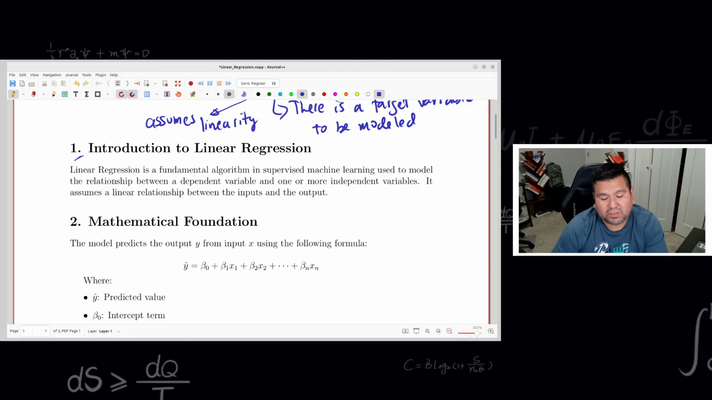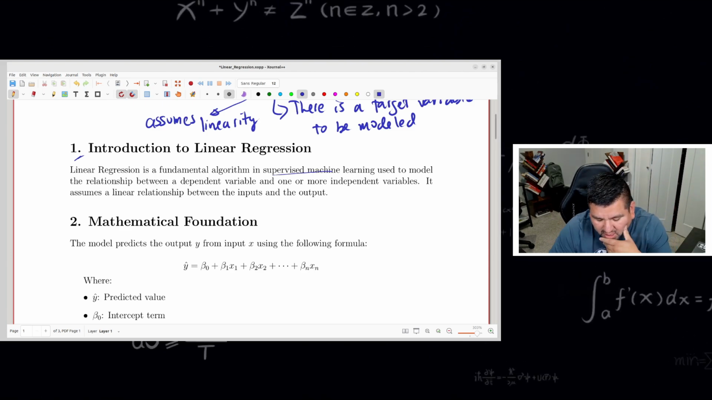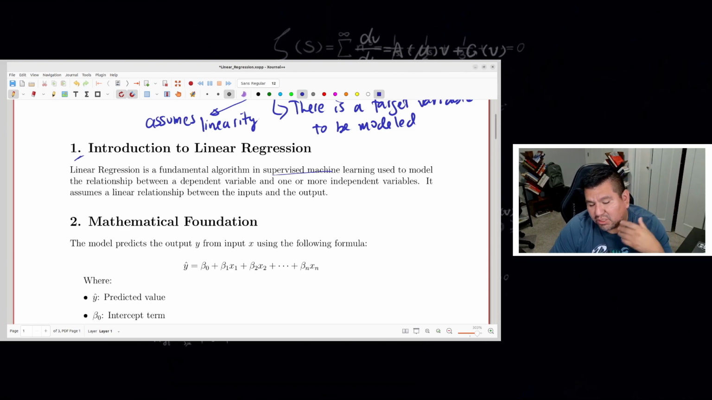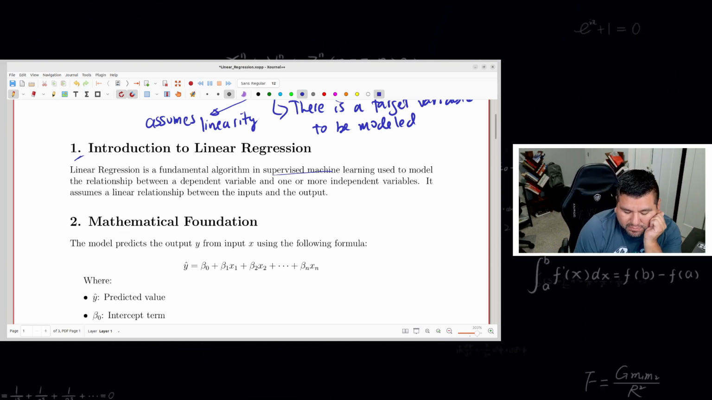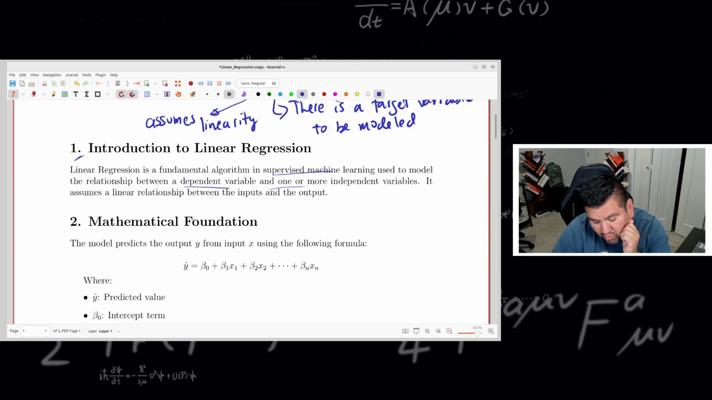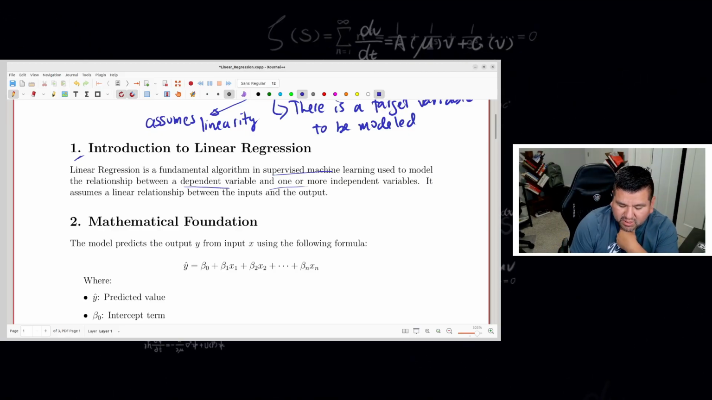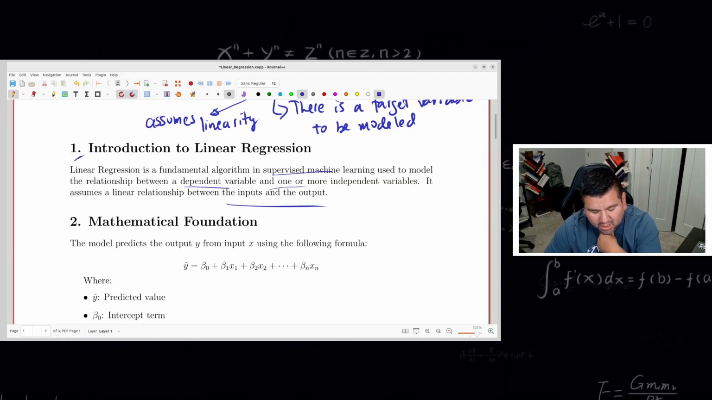All right, section 1, introduction to linear regression. Linear regression is a fundamental algorithm in supervised machine learning that is used to model the relationship between a dependent variable and one or more independent variables. It assumes a linear relationship between the inputs and the outputs.